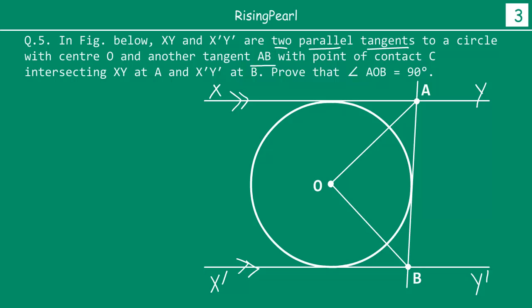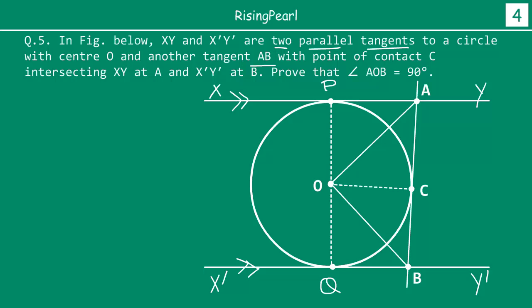So first what we are going to do is simply join. So we have this point C. Also the point where XY is tangent, let us say this point is P. And let us say the point where X'Y' is tangent is point Q. So at point P, XY is tangent to the circle. At point Q, X'Y' is tangent to the circle. And the transversal AB is also a tangent at point C. So now we simply join O and C.